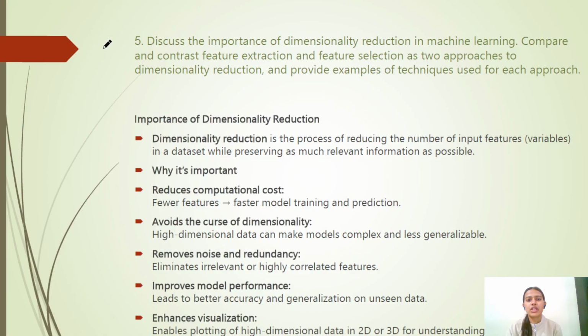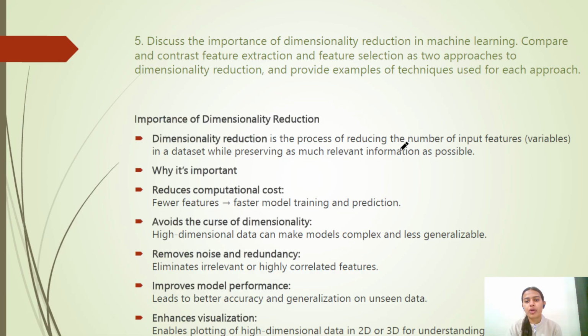Question number 5. Discuss the importance of dimensionality reduction in machine learning. Compare and contrast feature extraction and feature selection as two approaches to dimensionality reduction and provide examples of techniques used for each approach. So, importance of dimensionality reduction.